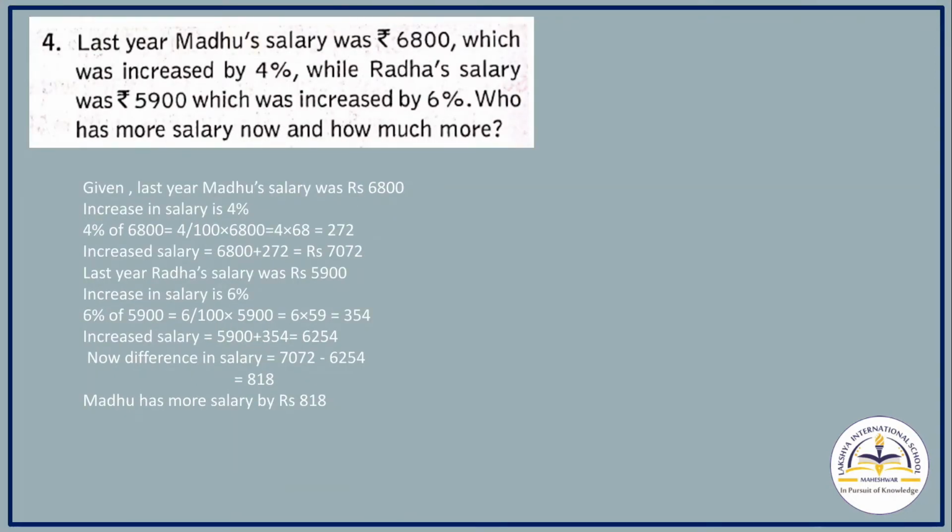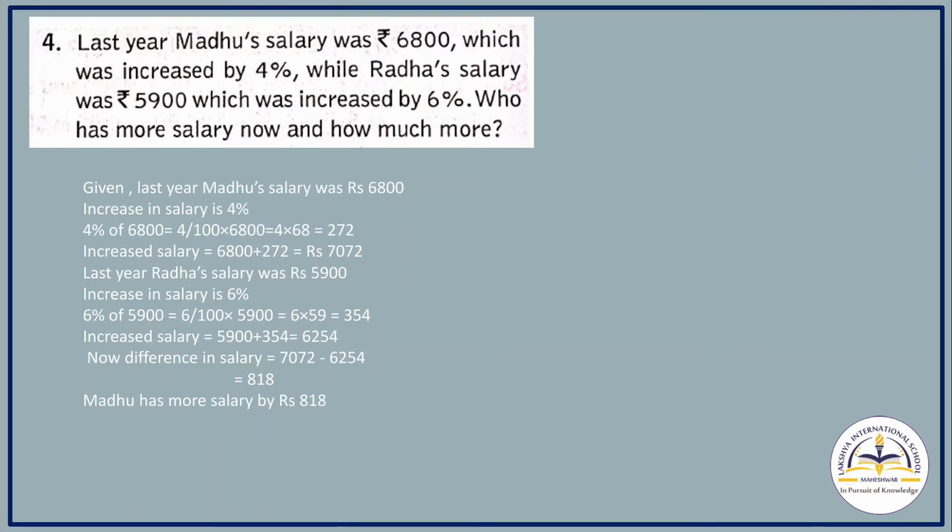Now question number 4. Last year Madhu's salary was 6,800, which was increased by 4%, while Radha's salary was 5,900, which was increased by 6%. Who has more salary now and how much more?